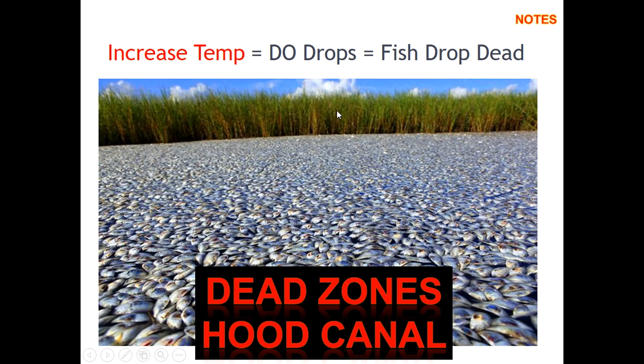This, unfortunately, is happening all over the planet. As the earth warms and the water of the oceans warm, we're getting larger and larger dead zones. That's just one reason why it's happening.